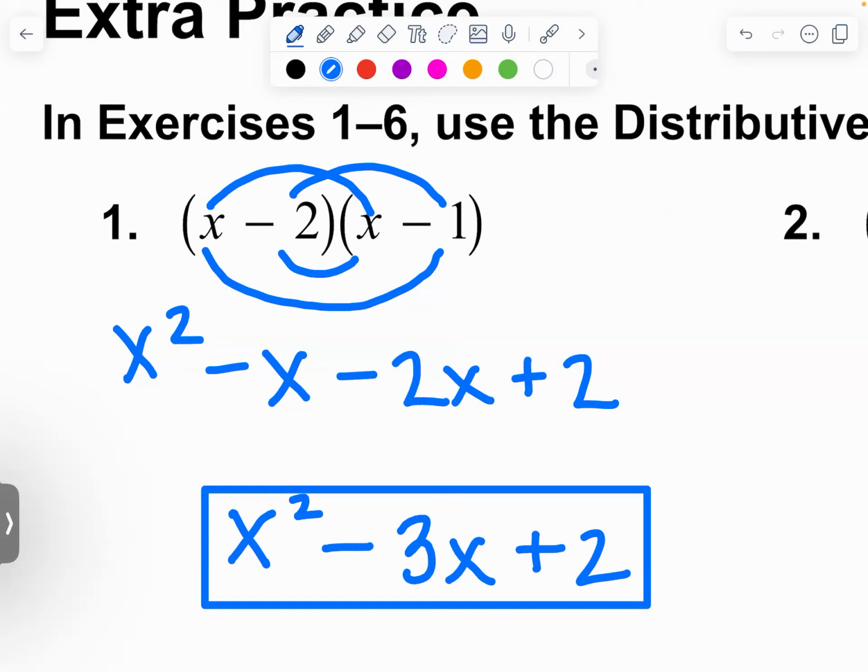Okay, now notice how the whole purpose of this method is so that this term gets multiplied to both over here, and this term gets multiplied to both over here. So it's like these two terms are being distributed to these two terms. Yes, it is distribution. That's all it is. We're just being a little bit organized with it to make sure everybody gets multiplied to everybody. Okay.